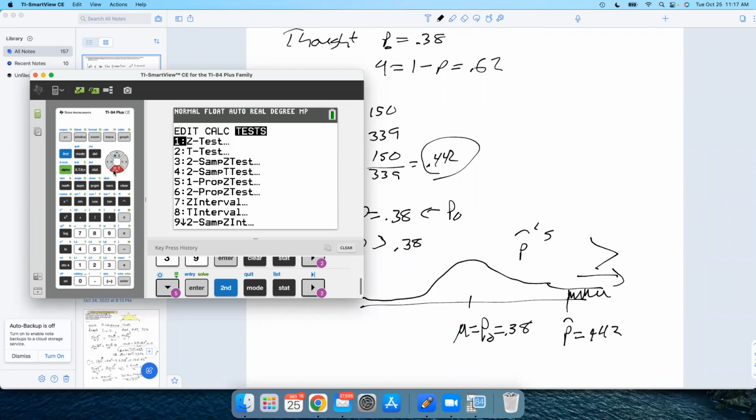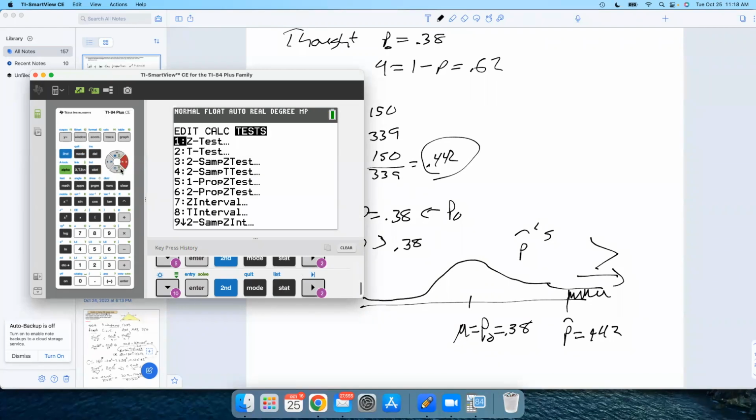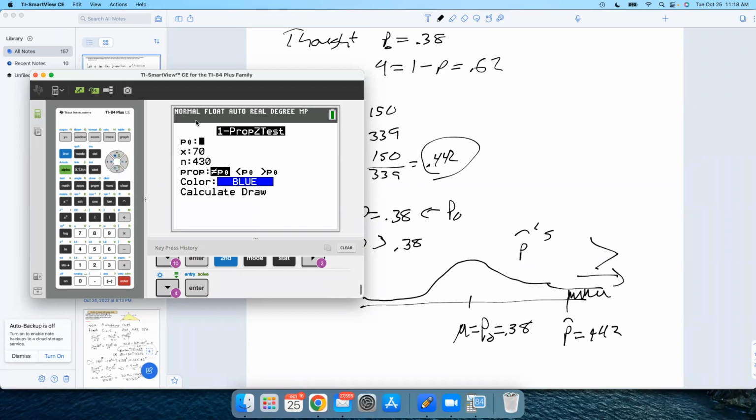Let's look at A. They're asking for a confidence level. I don't have a confidence level. That says interval right there. I'm not doing an interval, I'm doing a hypothesis test. That can't be right. Let's look at 5. Oh, wait, this is all the stuff I just wrote down, because this one's right.